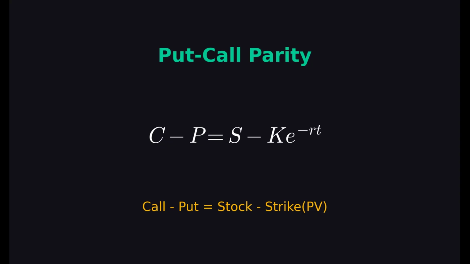Parity binds the prices of calls and puts relative to the stock and strike price. Because the extrinsic value components are linked, the Greeks derived from that extrinsic value, specifically theta and vega, must align.